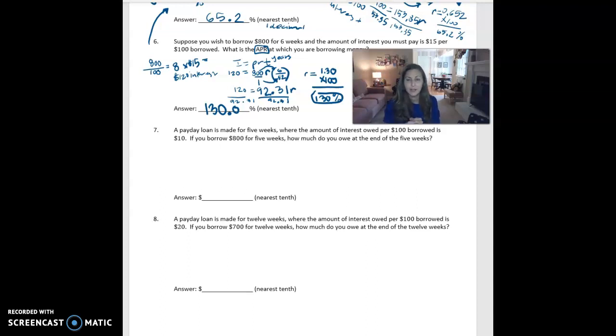So if you borrow $800, how much do you owe at the end of 5 weeks? This is not an interest formula. You do not have to use I equals PRT here. So let's think about it.